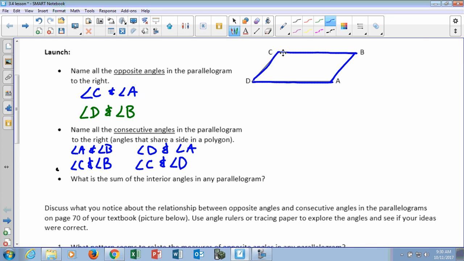All right, what is the sum of the interior angles of any parallelogram? 360 degrees. And a parallelogram is called a what? What's another name for parallelogram? How many sides does it have? So what's another name for a four-sided shape? Quadrilateral.